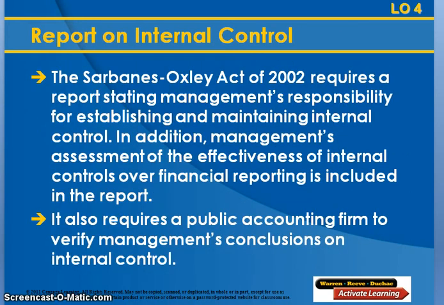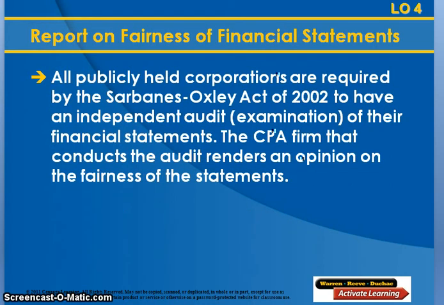All right, the next thing is a report on internal control. If you remember, we talked about Sarbanes-Oxley in the first half of this book in financial accounting, and there is a required report on internal controls. If the company has had internal controls tested, which it's required to do, this reports what the results were of those internal controls. And the last thing would be a report on the fairness of the financial statements.